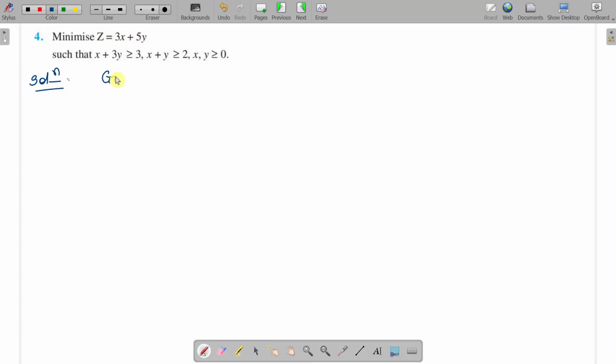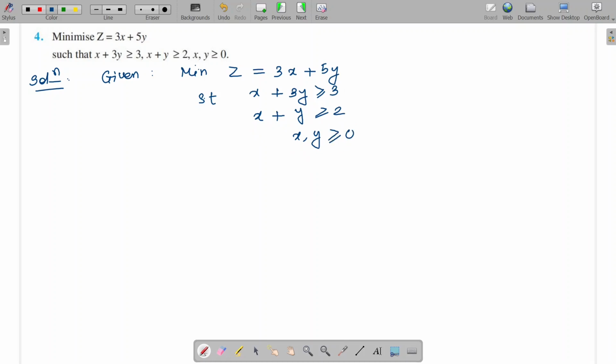So given, we will write first. Minimize z equal to 3x plus 5y subject to x plus 3y greater than or equal to 3, x plus y greater than or equal to 2, x, y greater than or equal to 0.